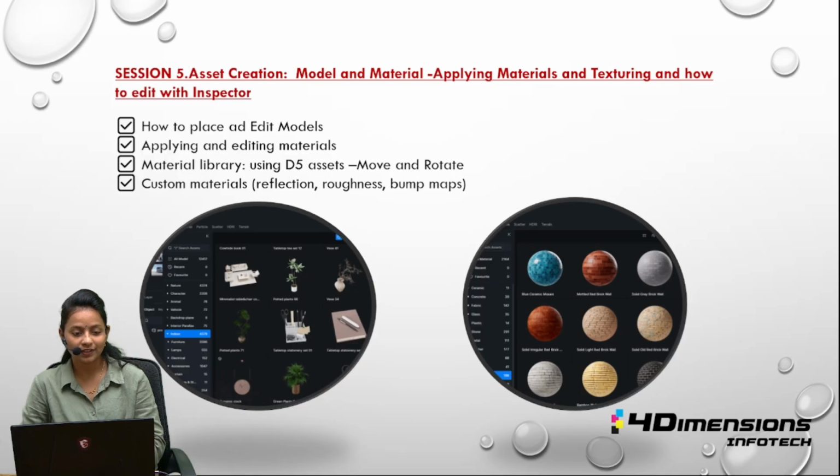Today we are going to learn session 5. In session 5, we are going to learn asset creation and also models. An asset is nothing but a combination of models and materials. So how to place the models, how to edit the models, how to apply and play with the different textures, and how to change the properties of the texture by using the inspector option. Let's learn now.